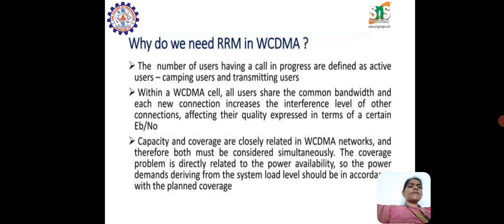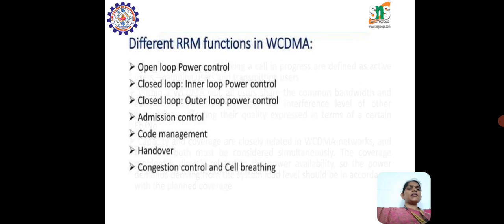The number of users having a call in progress is defined as the active users. Within a WCDMA cell, all users share the common bandwidth. Each new connection increases the interference level of the other connections. So here the capacity and coverage are closely related in WCDMA networks, and therefore both must be considered simultaneously.